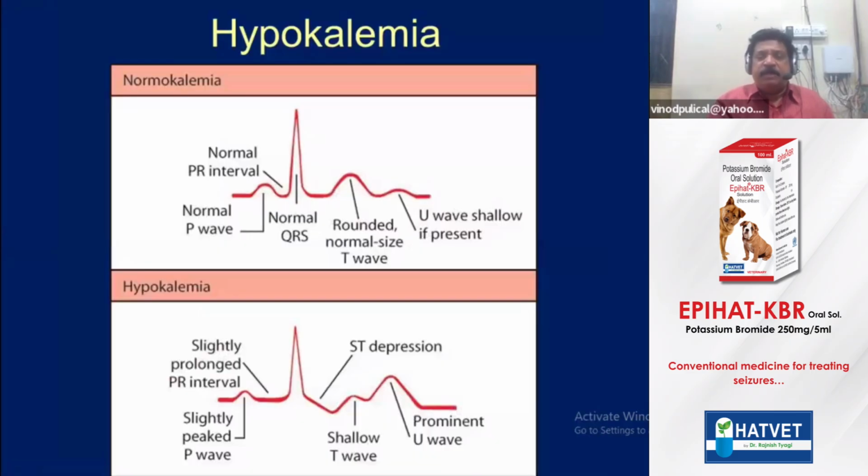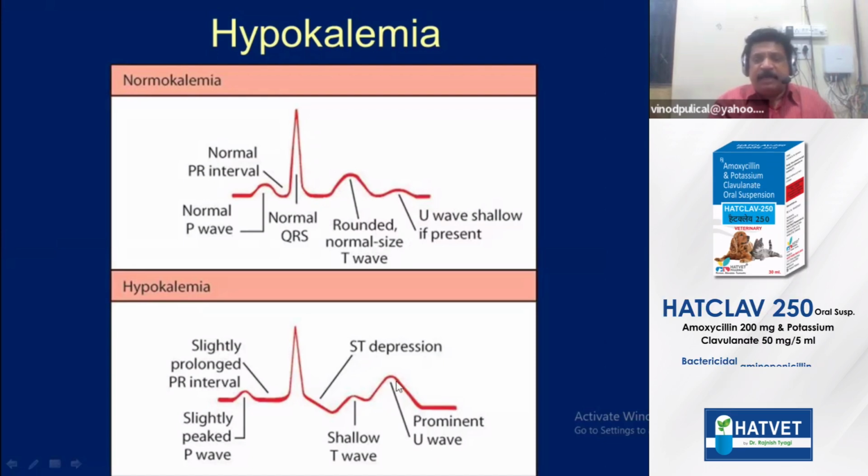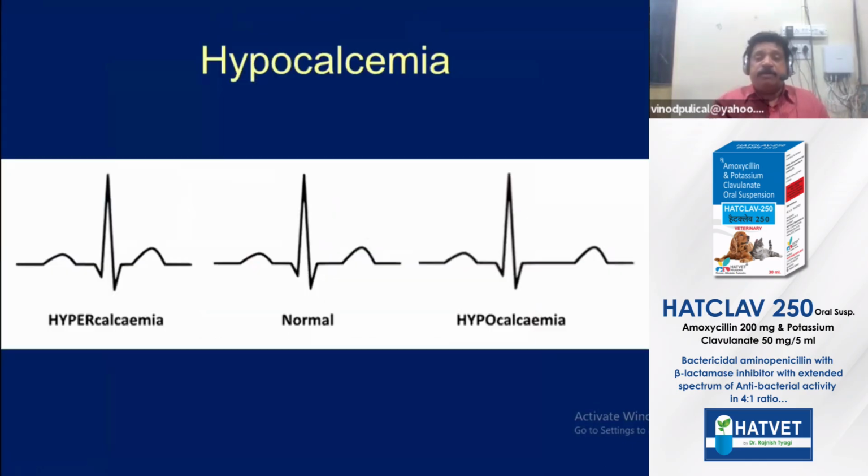In hypokalemia, as we have seen, there is a prominent U wave. This is a normokalemic animal where there is a shallow U wave, but in hypokalemia, you can see a prominent U wave. U wave should always be differentiated from second degree heart block.